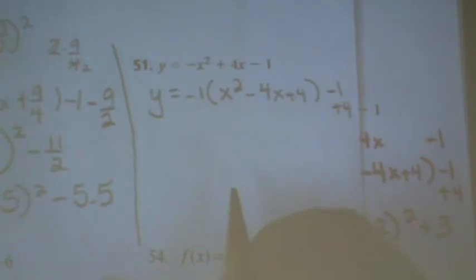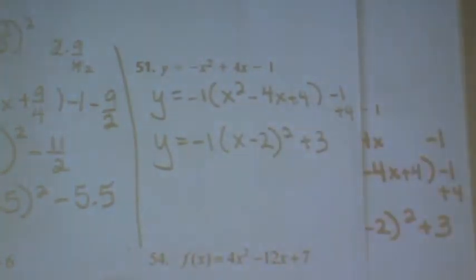Number 51, you're going to do two things. Pull out a negative 1, so you get x squared minus 4x. The 3 just gets slid over. Half of this is negative 2, squared is 4. Really, you added negative 4, so you're going to add positive 4. Factor, you get x minus 2, quantity squared, plus 3, and you're done.